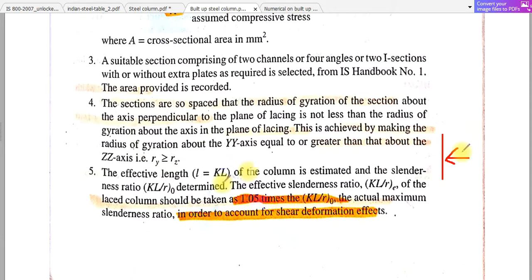so considering this point you have to find this slenderness ratio and the design compressive strength from table 9c. Okay, and you have to check.